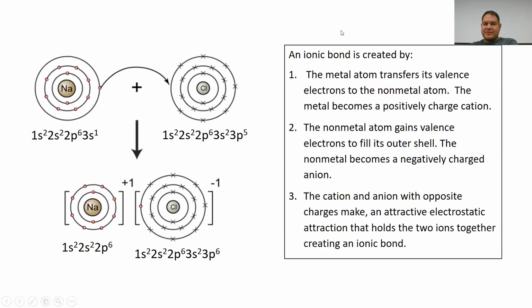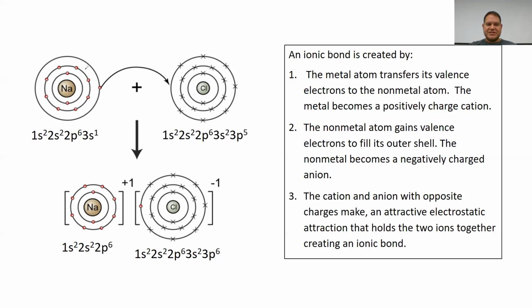All right, so let's go through the whole process of how an ionic bond is created in the first place, okay? We're gonna model this using our sodium atom and our chlorine atom, okay? So what we have created is a simple Bohr model or shell model to help us to see what's going on here in forming this ionic bond.